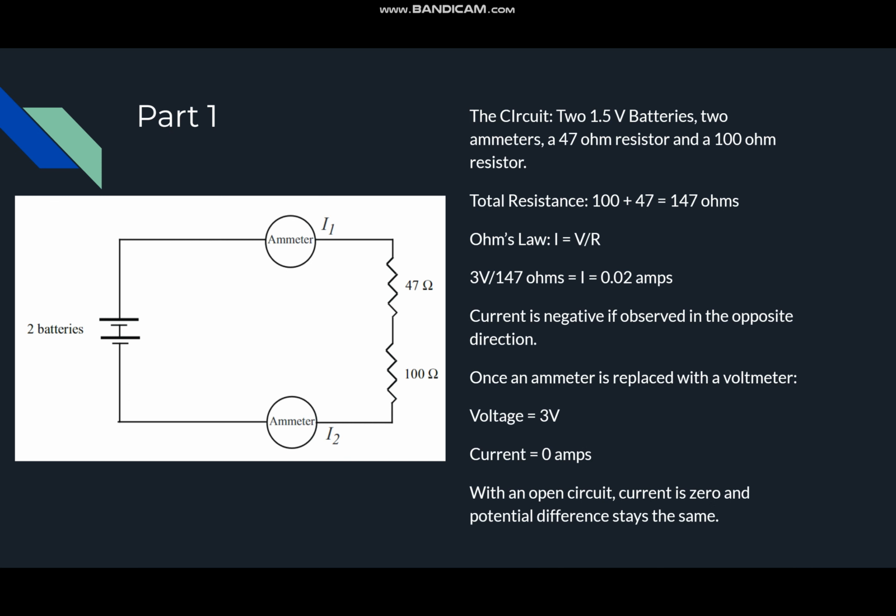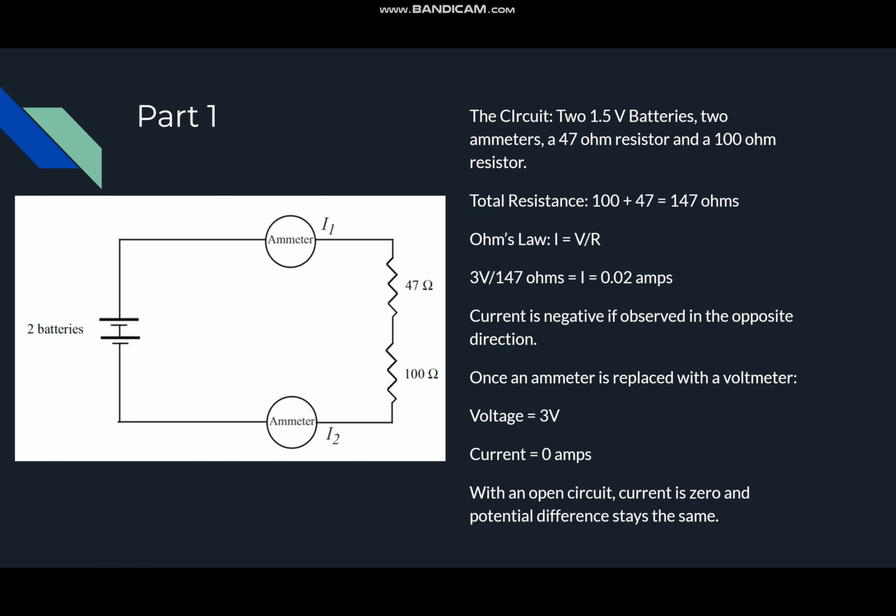So for part 1, I have a circuit with two 1.5 volt batteries, two ammeters, a 47 ohm resistor, and a 100 ohm resistor. Adding them, the total resistance is 147 ohms. Using Ohm's law, I did the total voltage, 3, over the total resistance, 147, to get current being 0.02 amps. Current is negative if it's observed in the opposite direction.